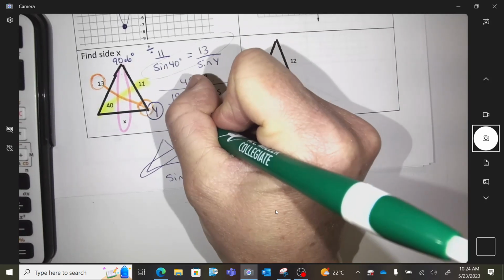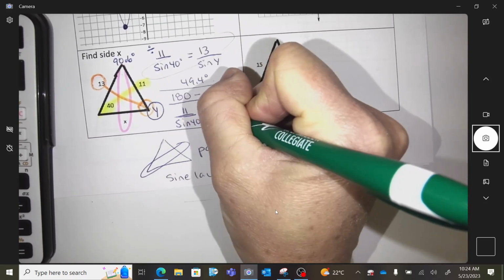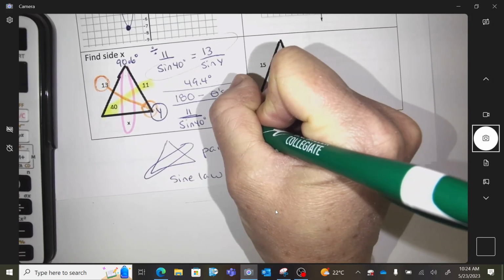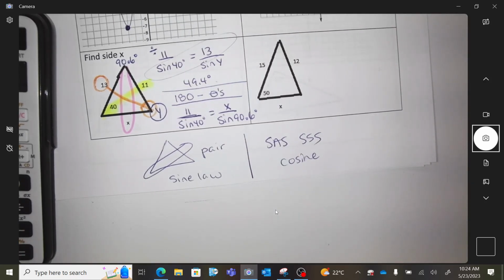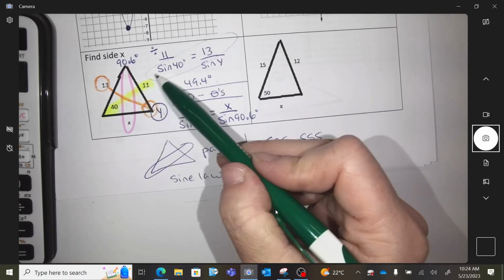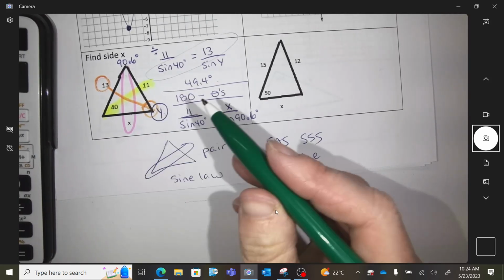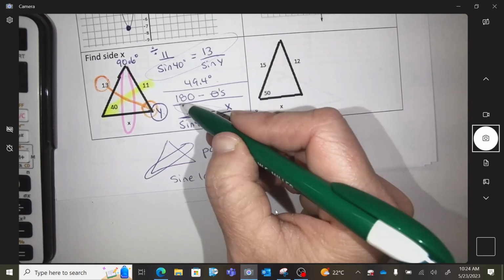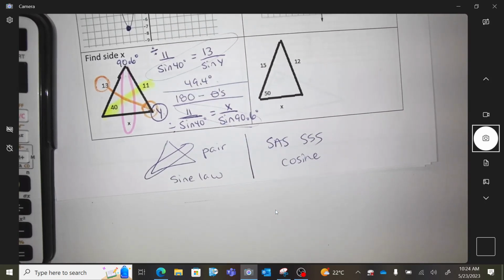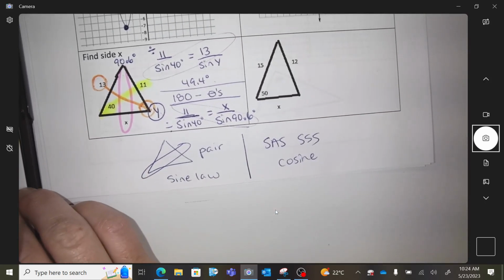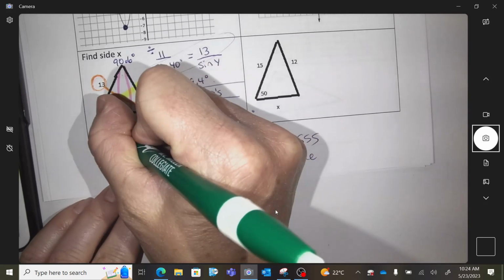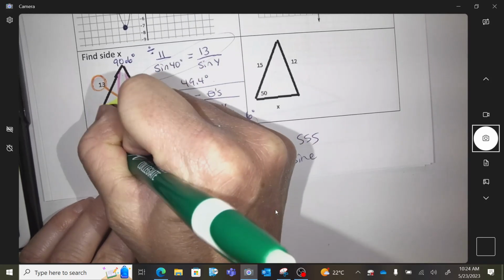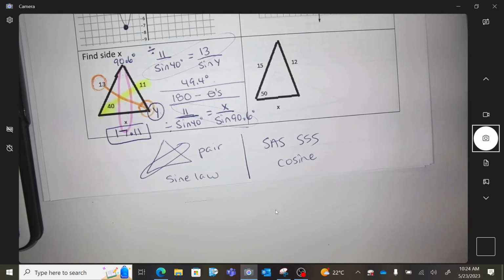So I'm going to go 11 over sine 40 again equals x over sine 90.6 degrees. So partners, partners. Okay, give me cross multiply times there and divide by the lonely one. There's no inverse, right? Because it's just a side. And then 17.11 to 2 decimal places when you're done.